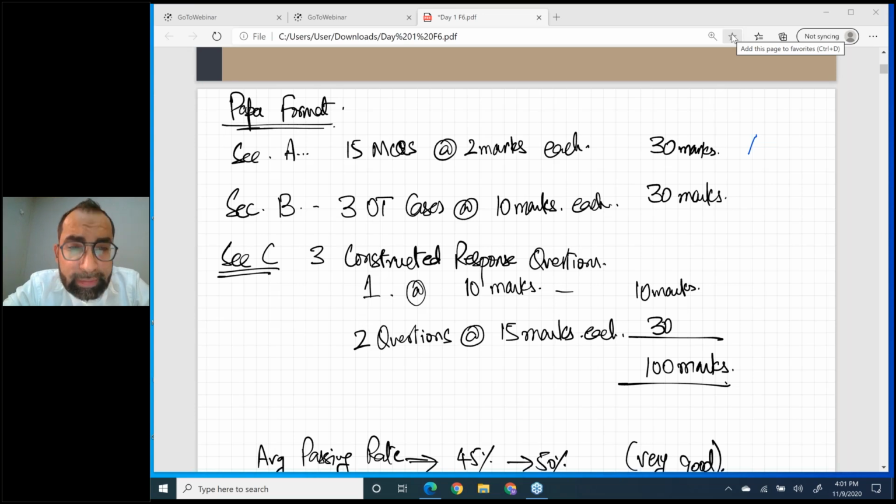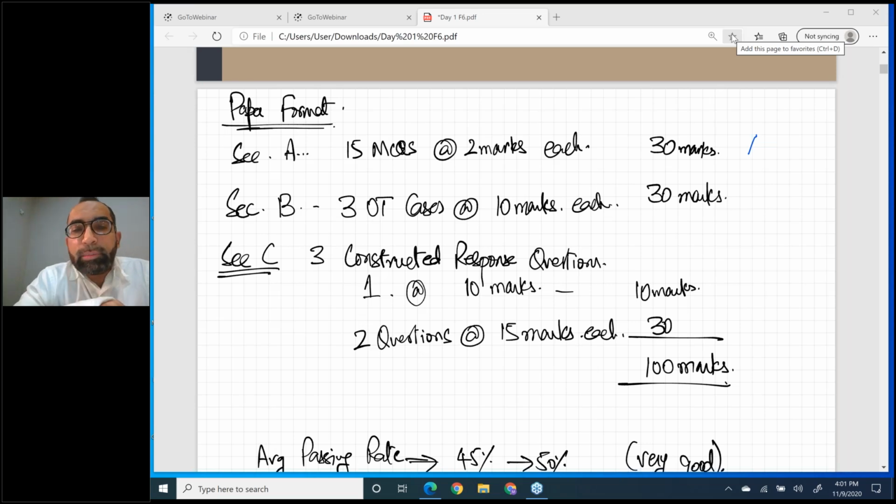Let's move to the paper format. You will have 3 sections. Section A: 15 MCQs at the rate of 2 marks each. Now the question is, from where will we get the 15 MCQs? These come from any part of the course. It's mixed, nobody knows. It may be from corporation tax, it may be from NICs, it may be from CGT, IHT. It's a mix.